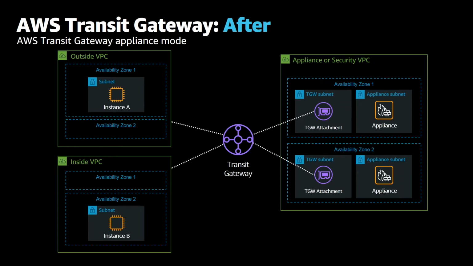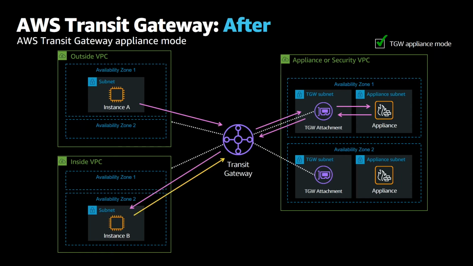So now what we have is the TGW appliance mode, okay? So you will have the same traffic coming from the instance on the top, going to the firewall in the same availability zone, by the way, and then it is going to its destination, and then it goes back. Because of the appliance mode, it is going to honor the same availability zone that the traffic came from, right? So this is very important. And then to the appliance, and then back to instance A.